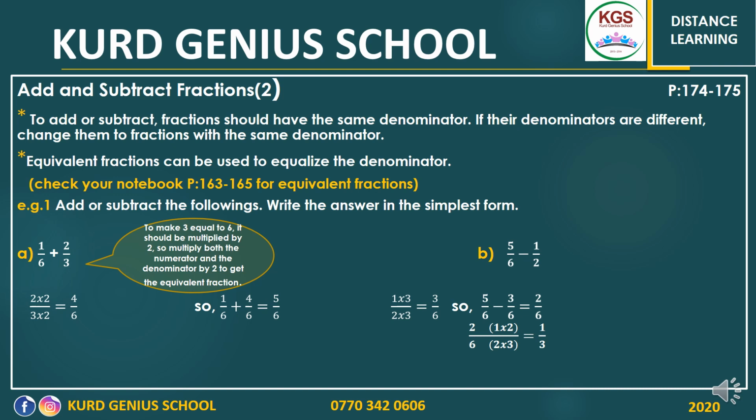We have to write the answer in the simplest form. We have to simplify it. Write the factors we have for 2 and the factors for 6. The 2's are common, they cancel each other, so only 1 and 3 are left. So the simplest form of the fraction is 1/3.